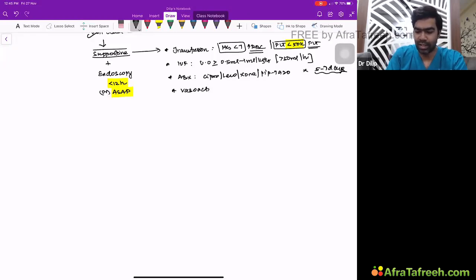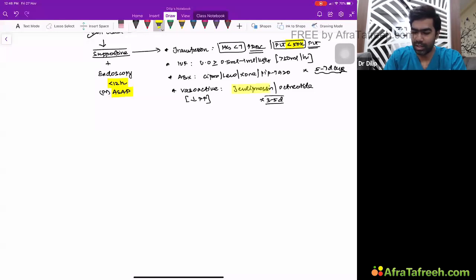And we'll be giving some vasoactive agents. These vasoactive agents are given to reduce the portal pressure. So we know what the vasoactive agents are. There are two vasoactive agents, terlipressin and octreotide. Any one can be given, which has to be given for at least 3 to 5 days.